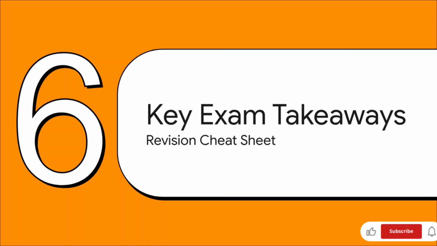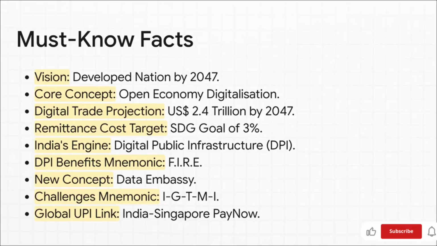All right, we have covered a ton of ground. So now, let's pull everything together into one final cheat sheet. This is the slide you're definitely going to want to screenshot for your last-minute revision. Okay, let's do a rapid recap. The vision? Develop nation by 2047. The method? Open economy digitalization. The big projection? $2.4 trillion in digital trade.